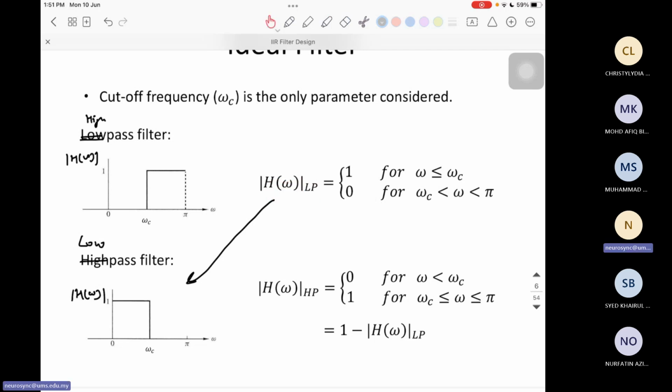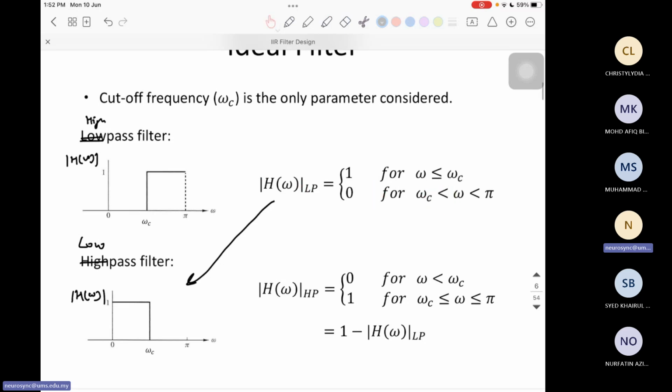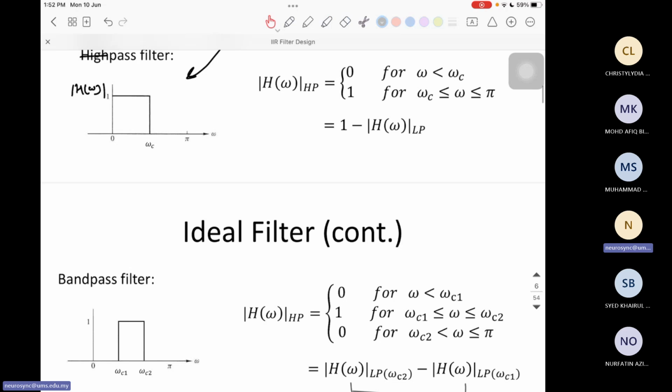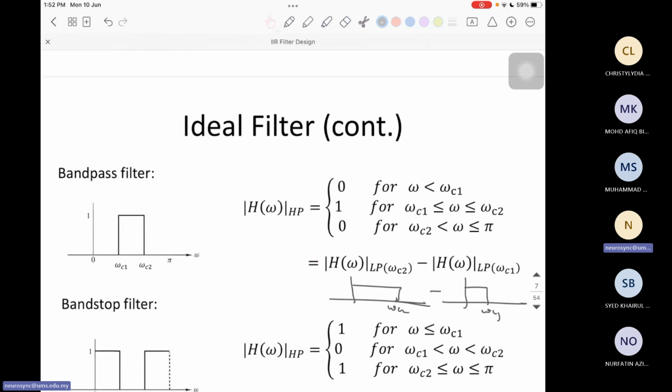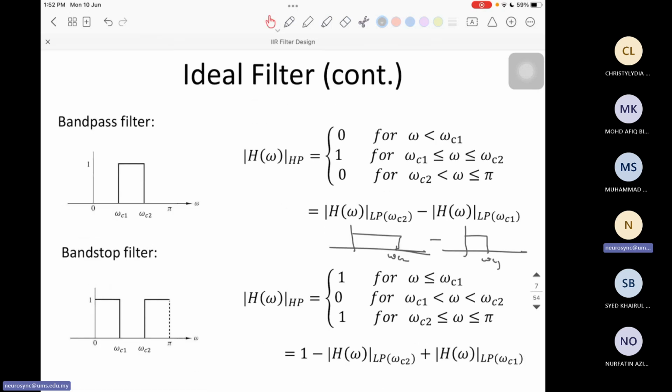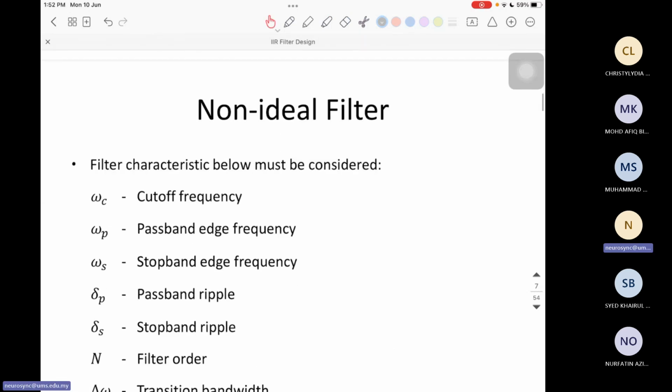Since the ideal characteristics cannot be realized, the actual characteristics must have a pass band, a stop band, and a transition band. The transition band determines the quality of the filter. The narrower it is, the better the filter, and the sharper is the rejection of unwanted frequencies. So in real life, the ideal case is not realizable.